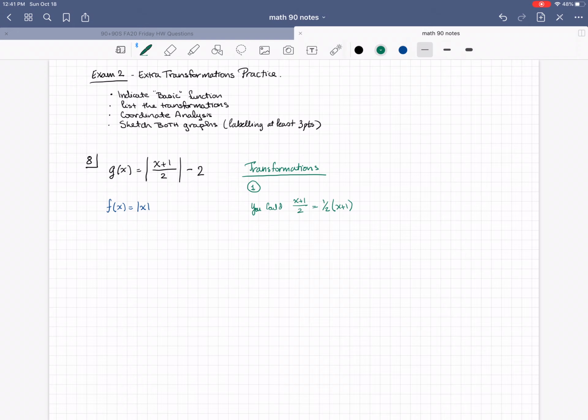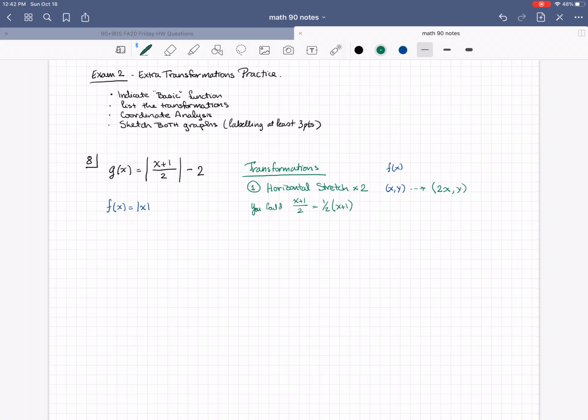So this is a horizontal and it's a stretch, because 1/2 is less than 1. So it's a horizontal stretch by a factor of 2. So if we're starting our coordinate analysis and we're starting with some random point x, y on the graph of f, the horizontal stretch is going to land us at 2x, comma, y.